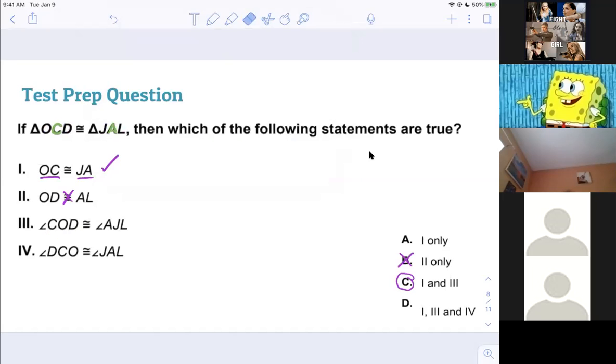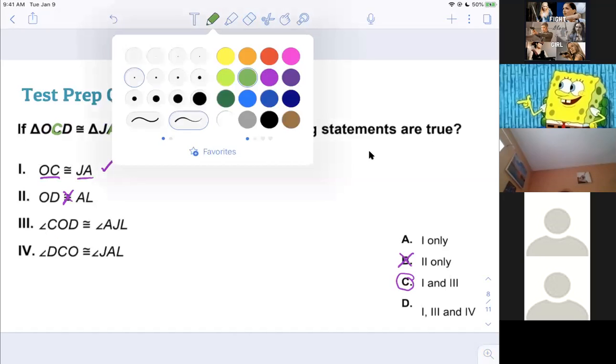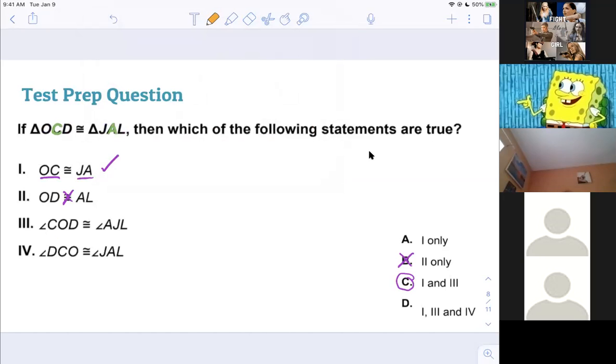Yes. Okay, then it goes to O. It's saying O corresponds to J. Is that correct? Yes. And D corresponds to L. And D corresponds to L. So that congruent statement is correct.